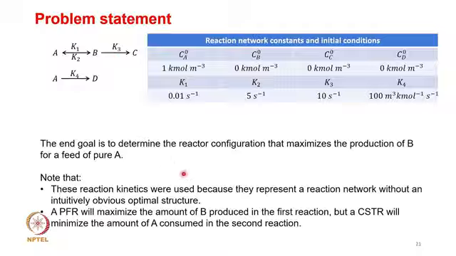So the end goal is to determine the reactor configuration that maximizes the production of B, which is over here, for a pure A. So you are given a pure A, and A is also doing a side reaction and making D, and B is also going to C, but we are interested in maximizing B. Okay. So let us see what are the key steps that we need to look into. So this is a candidate reaction.